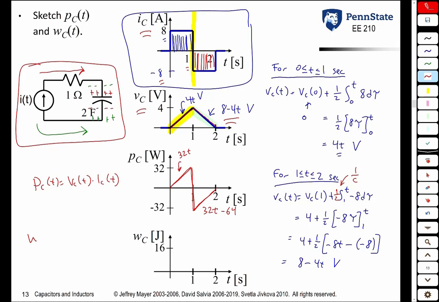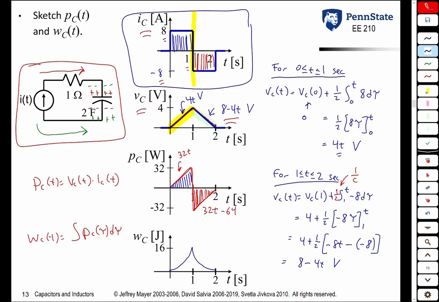How about the energy? The energy stored by the capacitor is the integral of the power. Remember, integral is nothing more than an area. So the energy starts at 0. It increases slowly at first, but then more and more quickly. So it's probably going to be a parabola shape. Then it's going to start decreasing very quickly at first. Then it's going to slow down. And by the time you get to 2 seconds, the negative area equals the positive area. So it's going to go down like that.